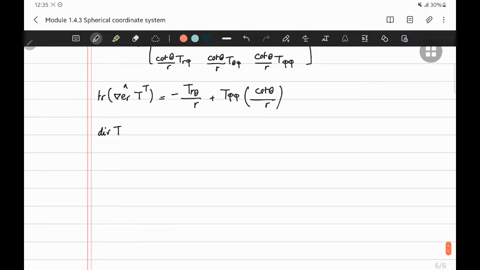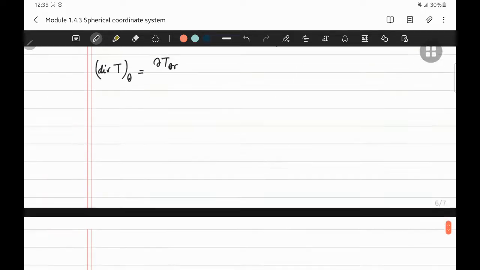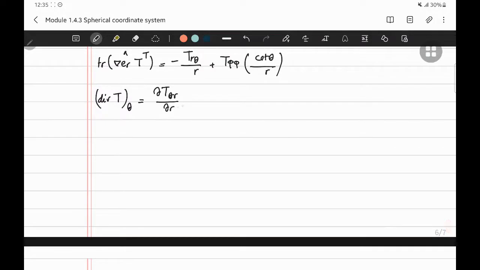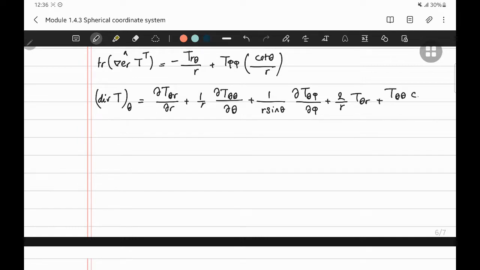Therefore, the divergence of T, the theta component, is partial derivative of T_theta R with respect to R plus 1 divided by R partial derivative of T_theta theta with respect to theta plus 1 divided by R sine theta times partial derivative of T_theta phi with respect to phi plus 2 divided by R T_theta R plus T_theta theta cotangent theta divided by R plus T_R theta divided by R minus T_phi phi cotangent theta divided by R.